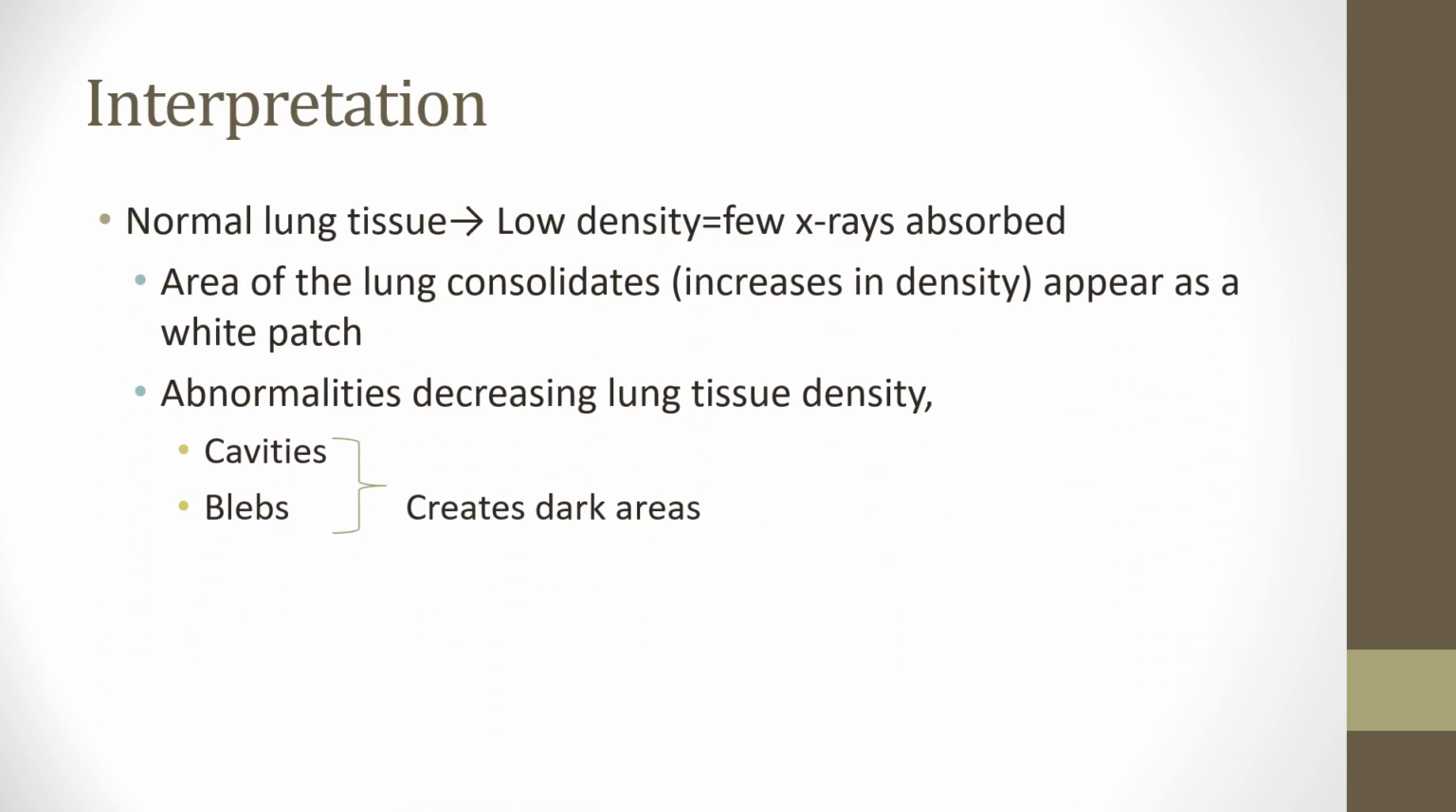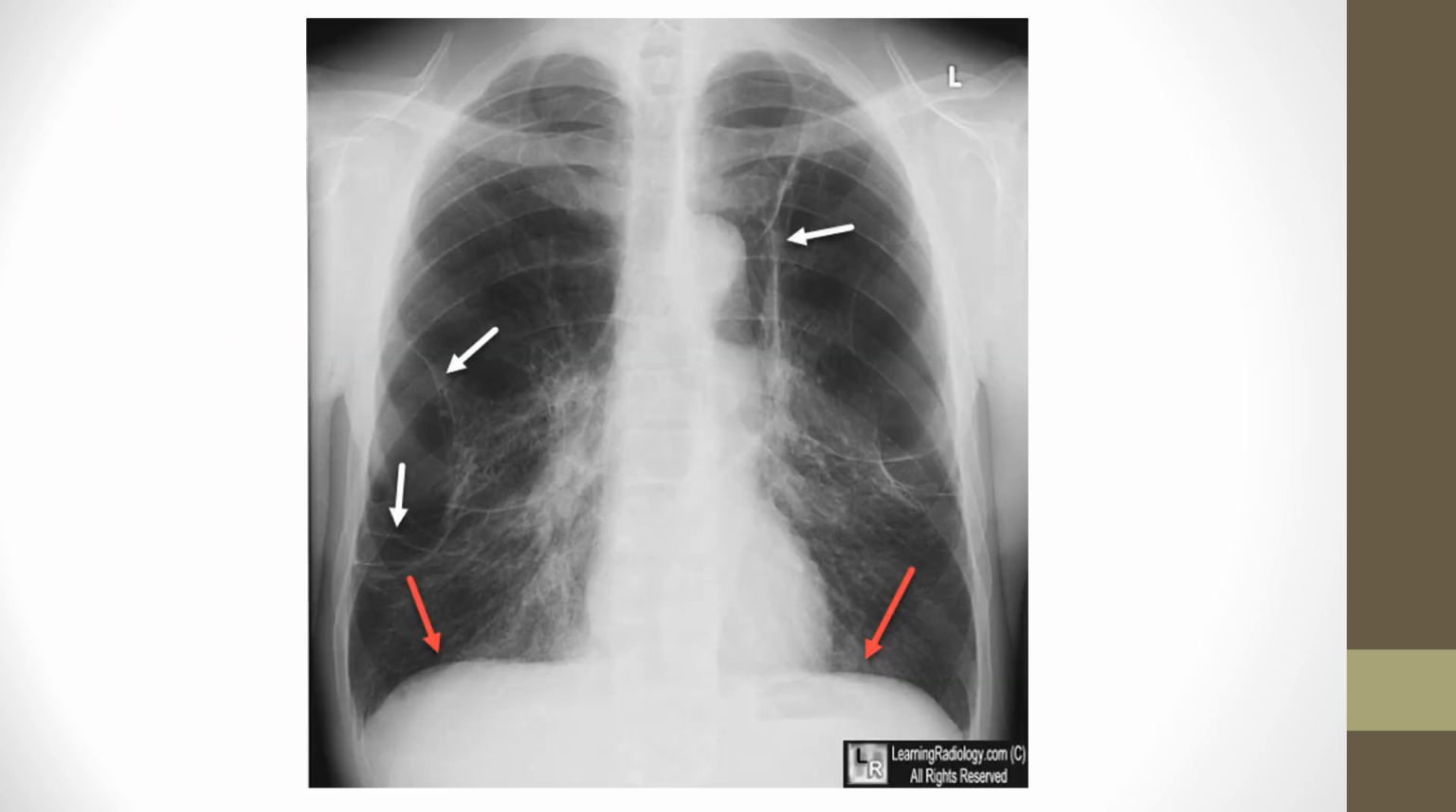When we're interpreting the film, normal lung tissue should have low densities, should be radiolucent. As it consolidates, it gets more dense. Abnormalities that decrease density, of course, if there are more cavities or blebs, create those radiolucent areas, and emphysema would be the big one to look at there. All right, and here's a big picture. You see all these areas here, and I'll try to circle them for you. I hope this is helpful.